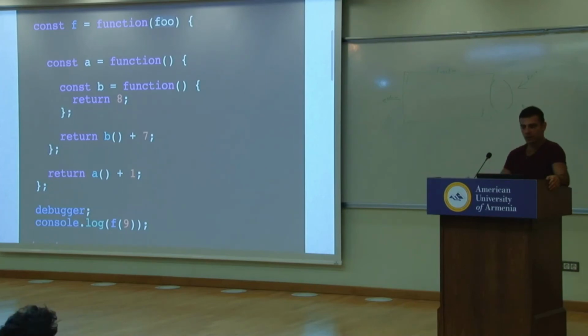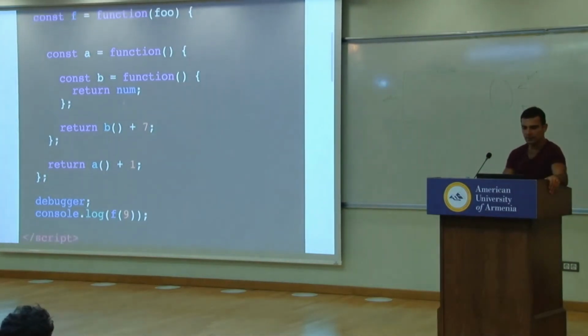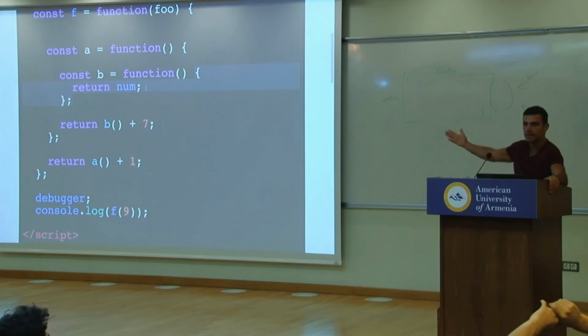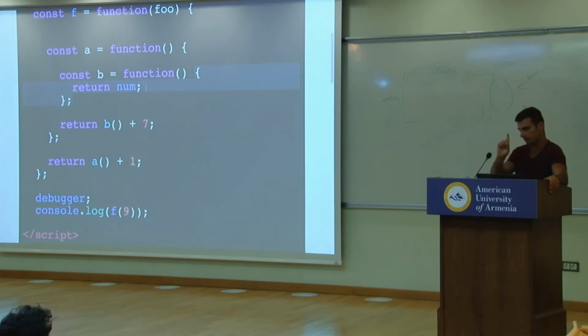Interesting. So that means from here, instead of returning 8, let's return num. Now you might say, wait, what? But this room, this box right here that was made doesn't have a num. Num was never made in that box. True. Here's what you do.